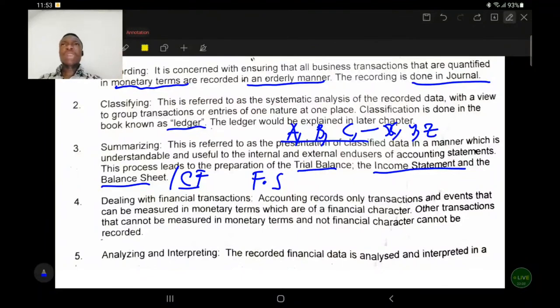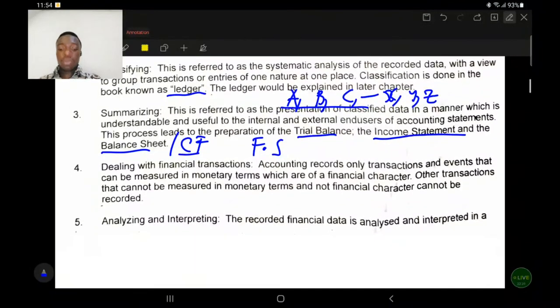But one thing I should have let you know is that accounting is actually a language that we use in business. Accounting is a language that we use in business, right? And this language, you need to understand it basically. You need to understand its features and how it actually works within our business environment, okay? So that is something we need to know.